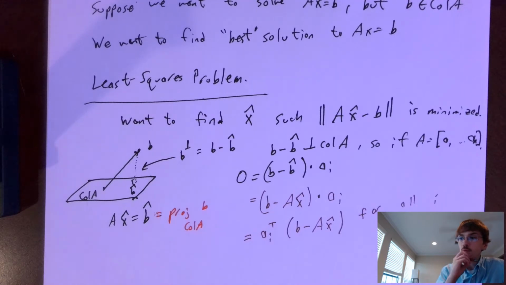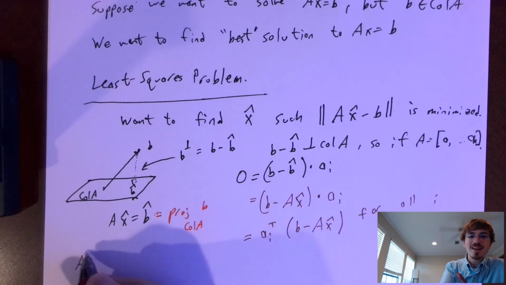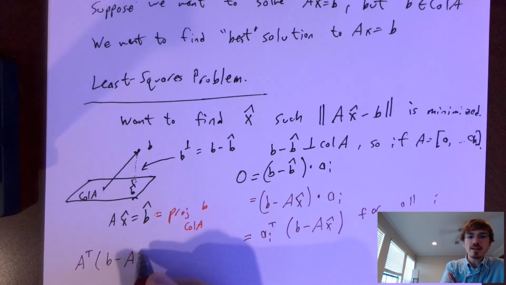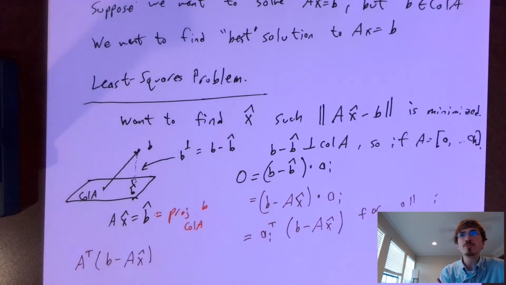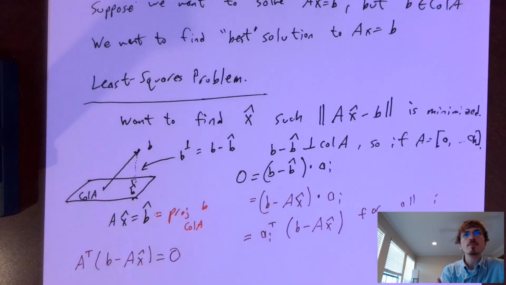So what do we know about the product? Let's write it here. A transpose times (b minus A x hat). What do we know about this product? Well, each row of A transpose will be a_i transpose, yeah? We know that all of these will be 0, so what will the result of this be? It will be the 0 vector, yeah? And this is kind of interesting here. Now we can distribute A transpose.